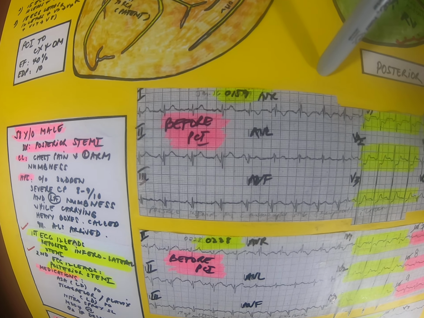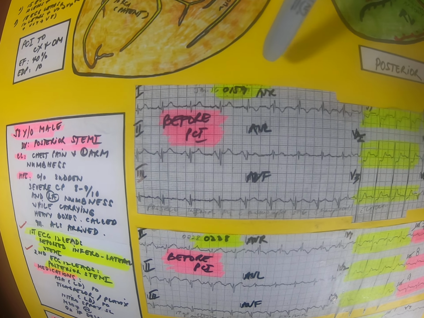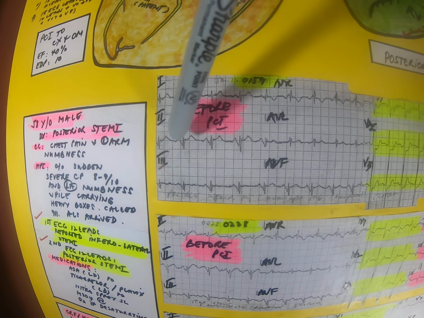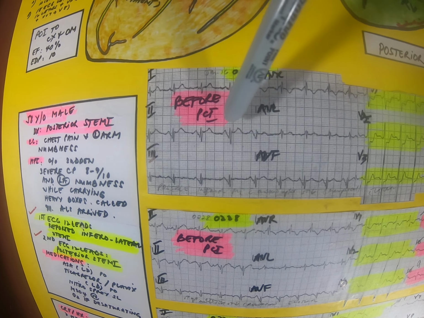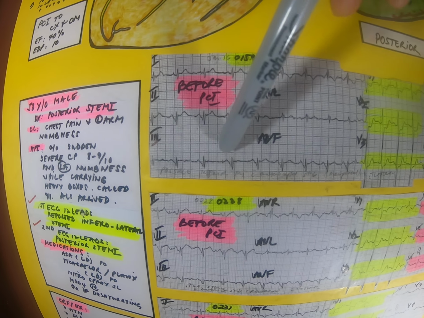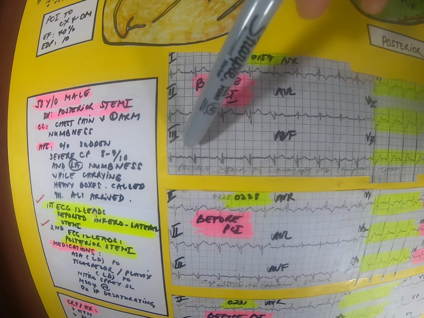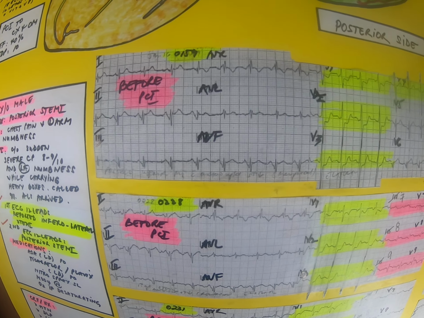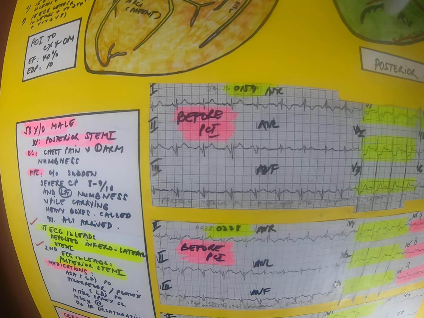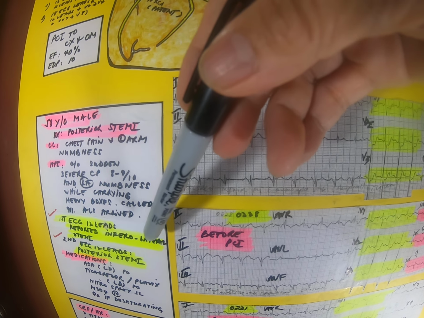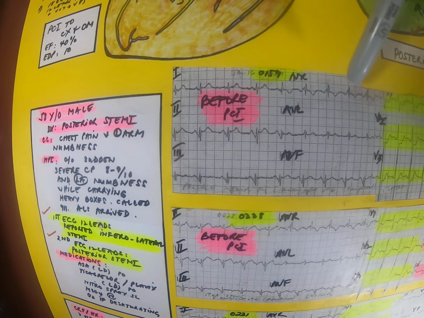So I'll try to locate the inferior leads, which are leads 2, 3, and aVF. Do you see any ST elevation? For me, I do not see any ST elevation, none. Lead 2, lead 3, none. aVF, none. And the machine's interpretation was inferolateral STEMI.